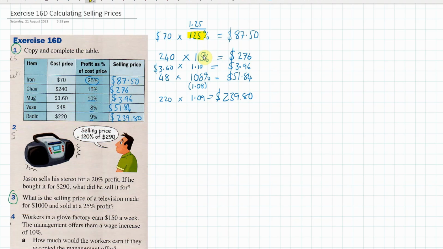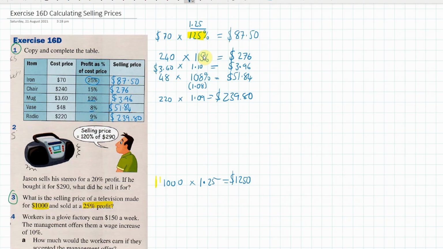Now moving on to number 3. What is the selling price of a television made for $1,000 and sold for a 25% profit? So again, we're going to take our initial price, and then we're going to multiply it by 125%, or 1.25. And this should give us, of course, $1,250. Okay, so that's how you do that one.